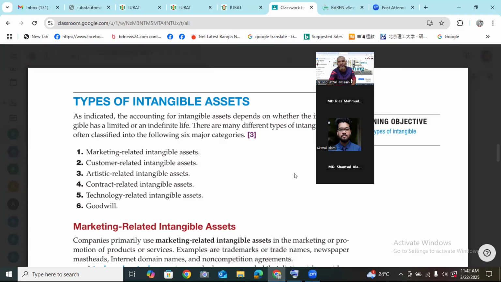We have 3 online classes this week, isn't it? Yes, sir. Today, tomorrow, and the day after tomorrow. So in these 3 classes, our plan is to complete at least one chapter, that means the intangible asset chapter will be completed in these online classes. Today I will discuss only the theoretical part, and from tomorrow and the day after, we'll discuss the mathematical part.